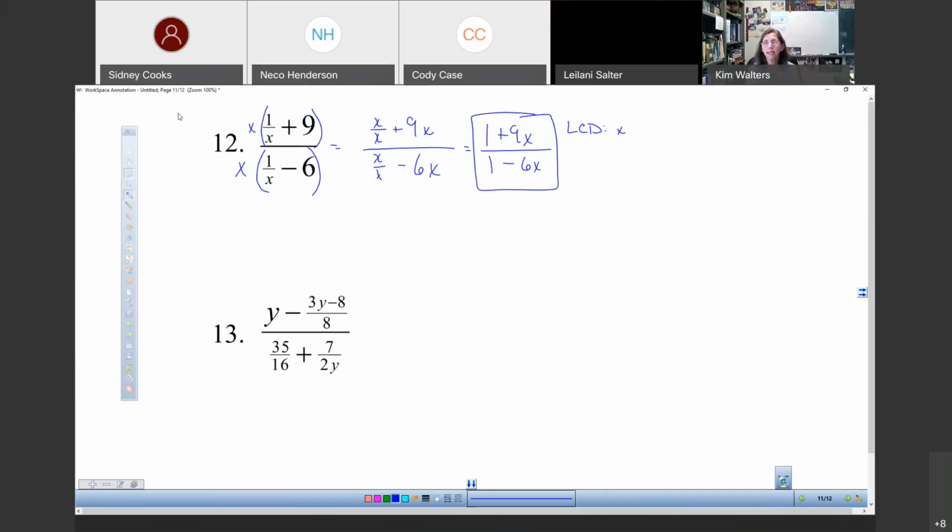Let me see if I can get anybody who's awake to help me out and figure out what the least common denominator for number 13 is. I've got an 8, a 16, and a 2y. What is my least common denominator for 8, 16, and 2y?